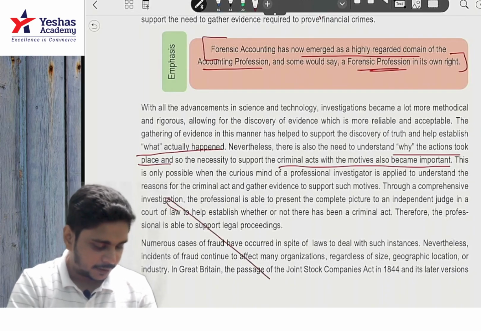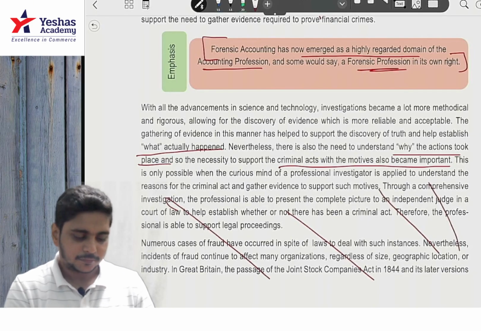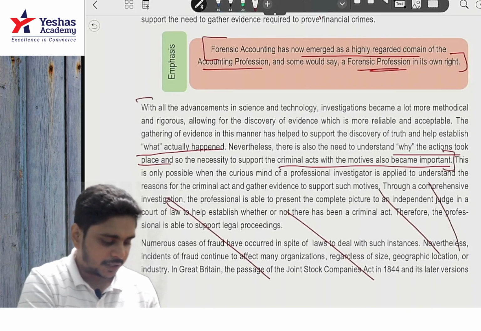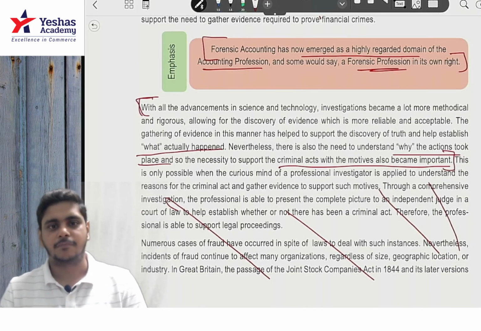Okay, so please mark from here till here, from "with the advancement" till "important." Please mark.